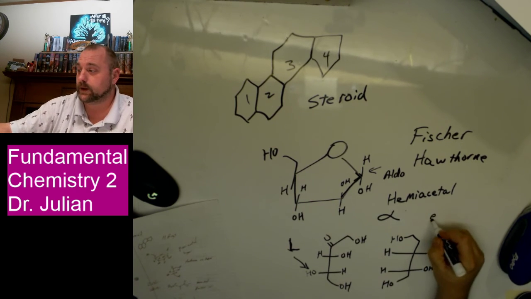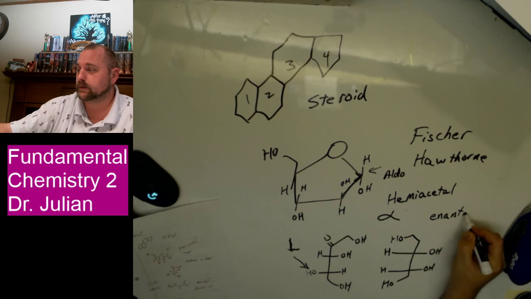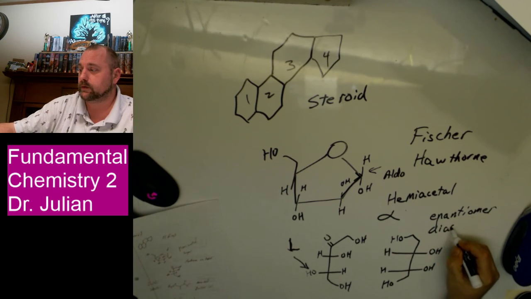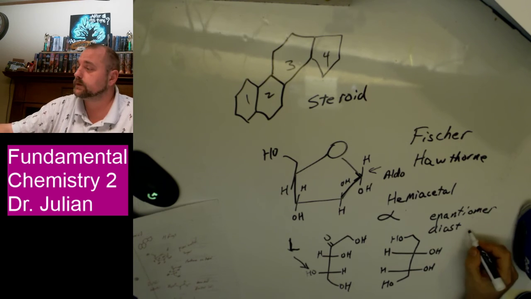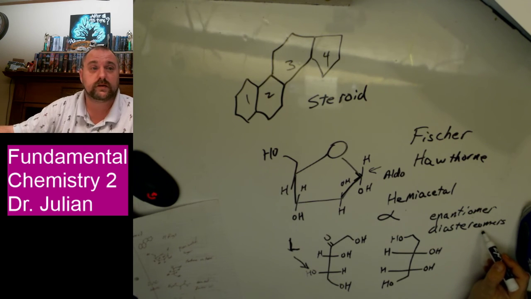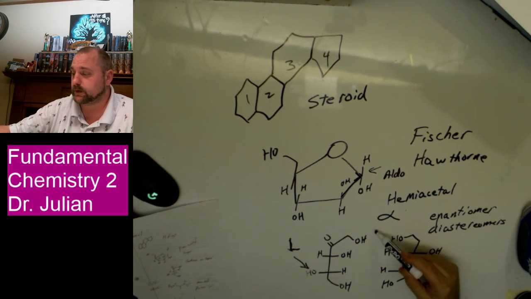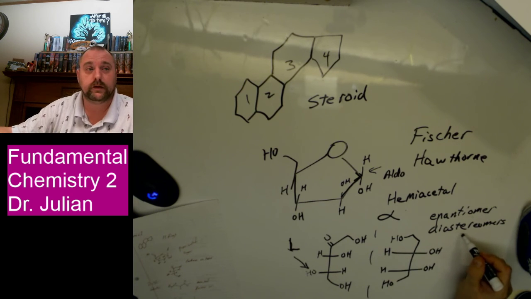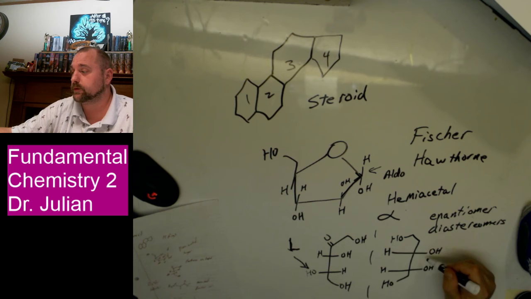So make sure you know enantiomer, diastereomer. Enantiomers, they're mirror images. Diastereomers, that includes cis and trans as well, but they're not mirror images. These happen to be mirror images. These would be enantiomers. Diastereomers, non-superimposable, but they're not mirror images.